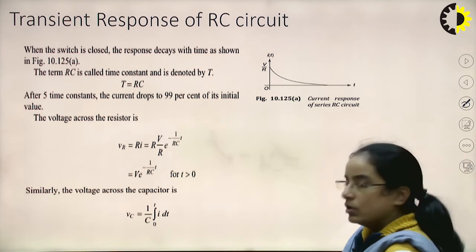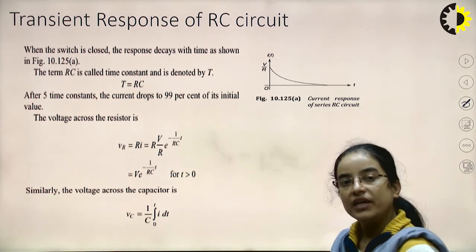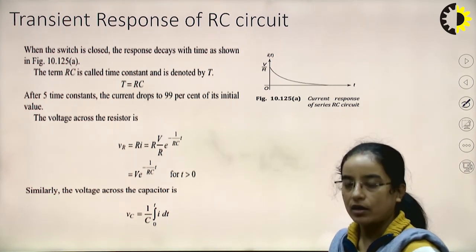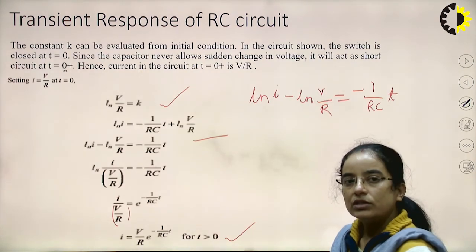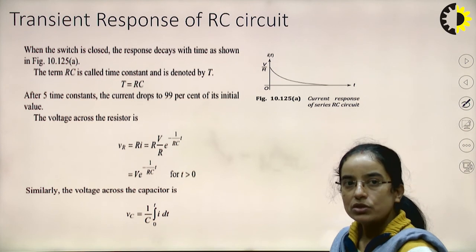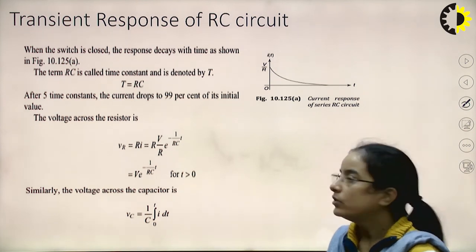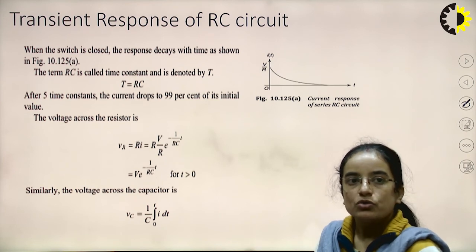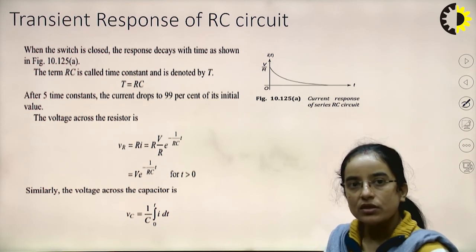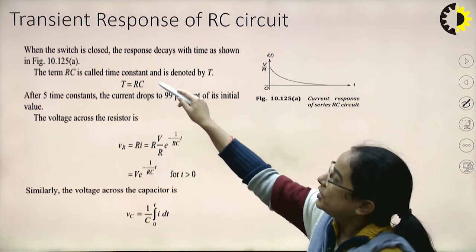So when the switch is closed, the response decays. The initial current we had calculated for t equal to 0 as V by R, and now this is decaying exponentially. So that means when the switch is closed, the response decays with time, as shown in this plot. The term RC is the time constant here, and it will be denoted by tau.